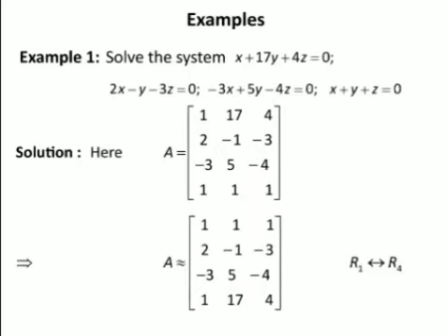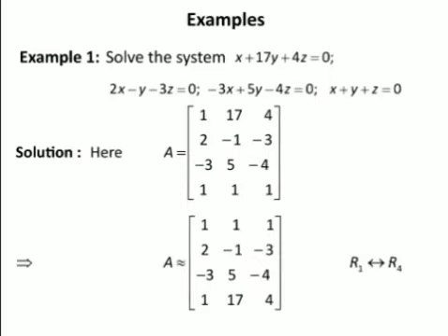Solve the system x plus 17y plus 4z equals 0, 2x minus y minus 3z equals 0, minus 3x plus 5y minus 4z equals 0, and the last equation is x plus y plus z equals 0. Solution: first let us write the given system of equations in matrix form.